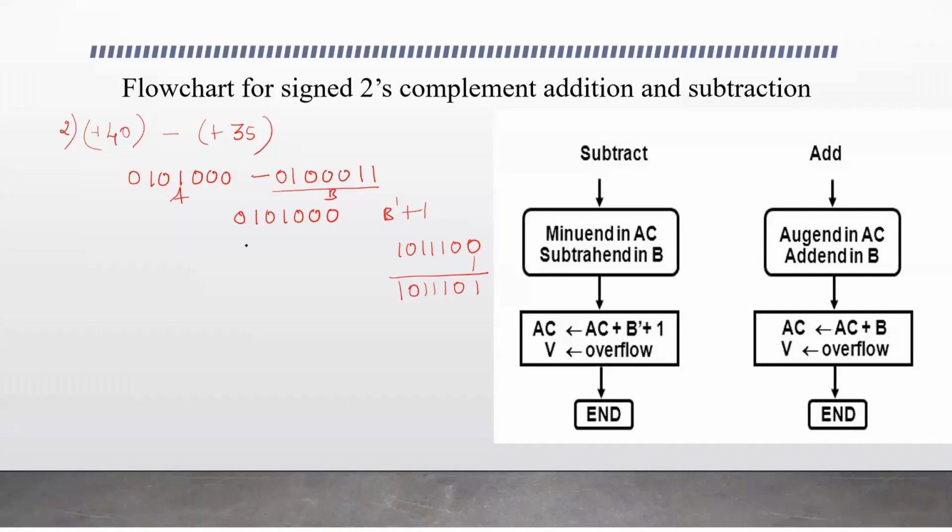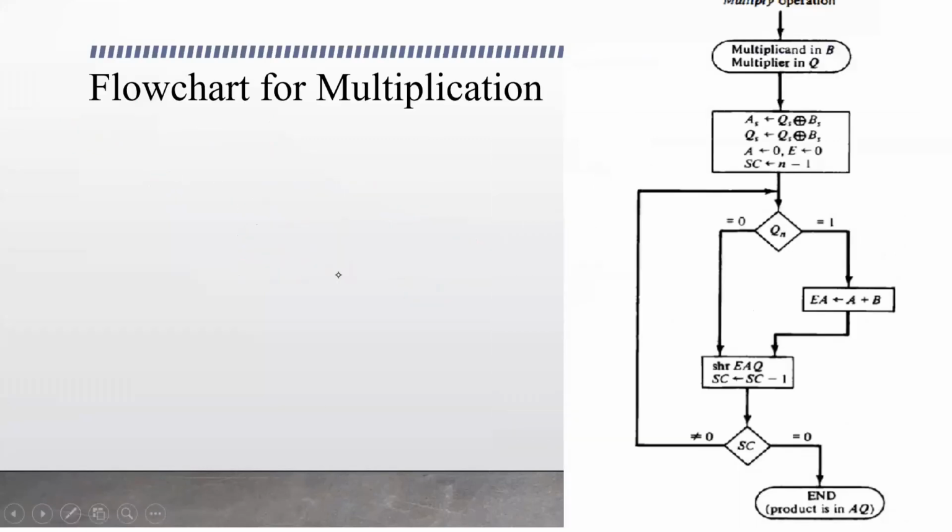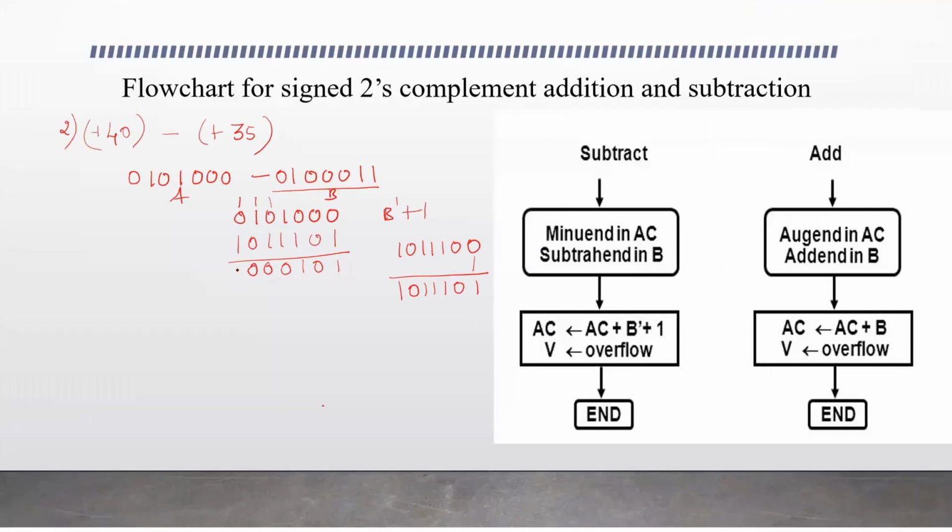Now when we add this to A, 1 0 1 1 1 0 1, we get 1 0 1 1 0 1 0. 1 plus 1 again is 1 0, carry in is 1 now. 1 plus 1 is 1 0, carry is 1.